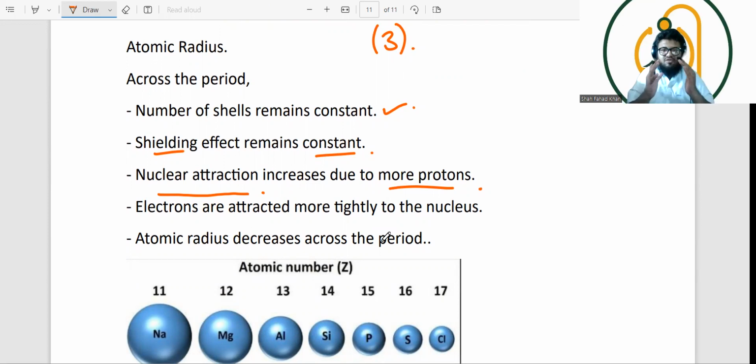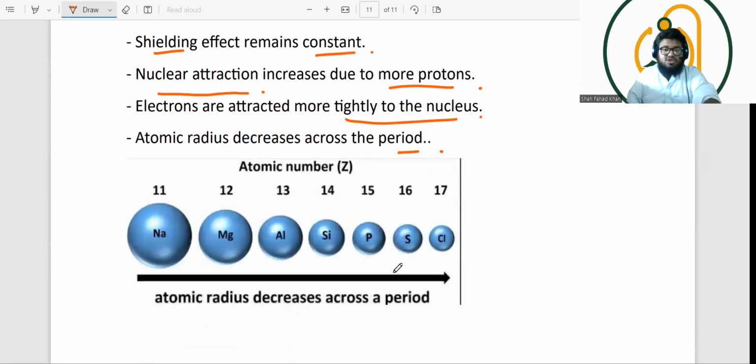All right, and that stronger attraction tends to pull the electrons inward. So electrons are attracted more tightly to the nucleus as you go across the period, and hence the atomic radius decreases across the period. Just look at this trend right over here from sodium to chlorine. This is the same period 3, and as we go across the period, the atomic radius shrinks like this.